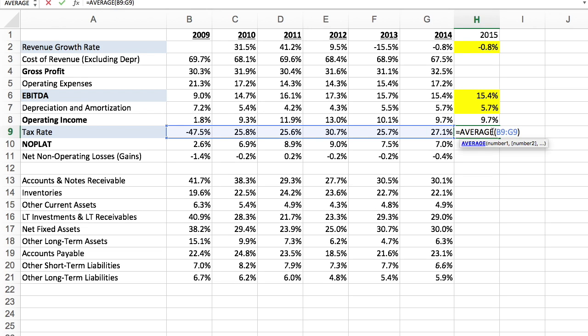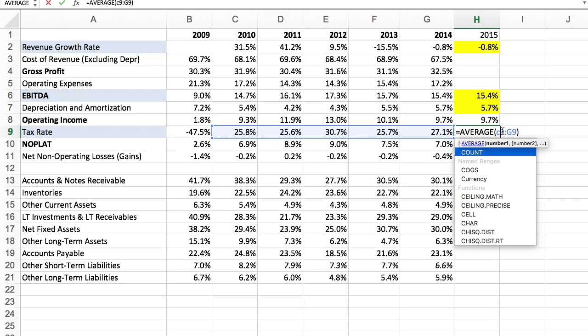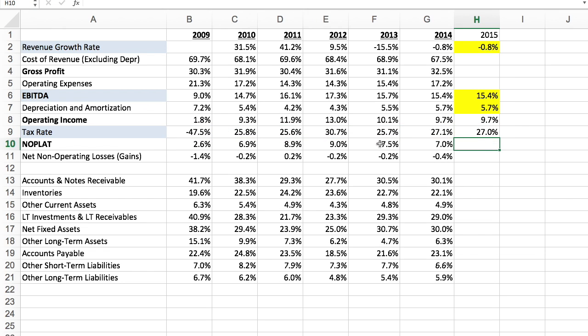So what I'm going to do is take an average of the last 5 years, C9 to G9. And to me, that actually looks like a reasonable tax rate for CAT going forward. Now eventually, the goal is we have to come up with what we think the tax rate the company is going to pay on a continuing basis going forward. But the point is, I'll start out with the average of the last 5 years. And again, I'll make this yellow because that's something that I could change in the future.